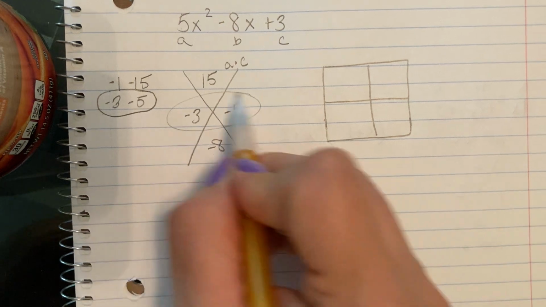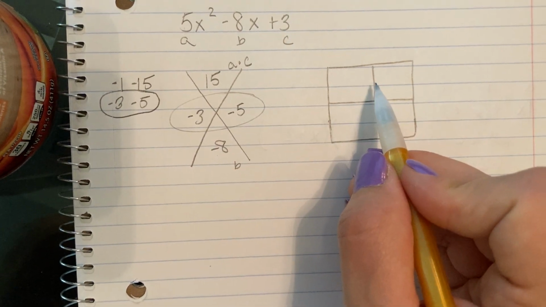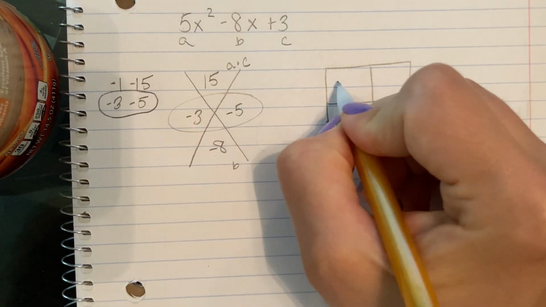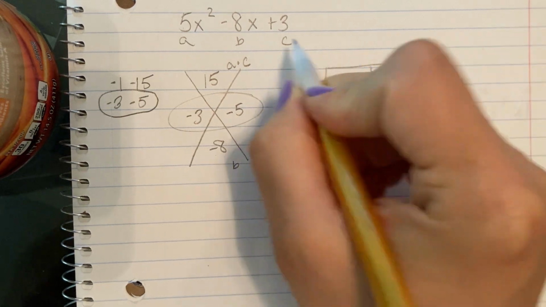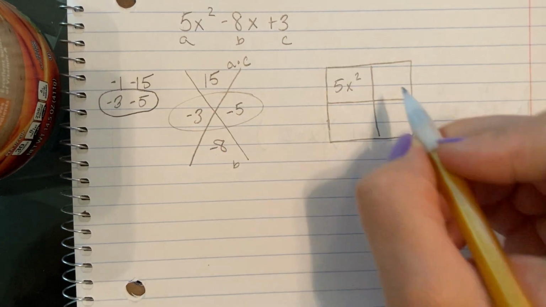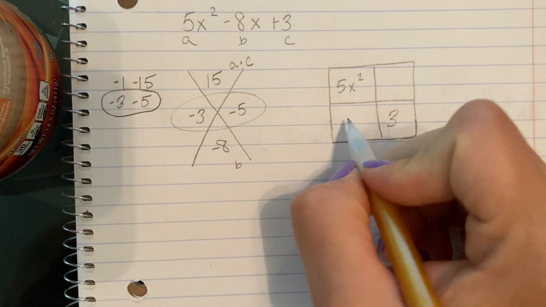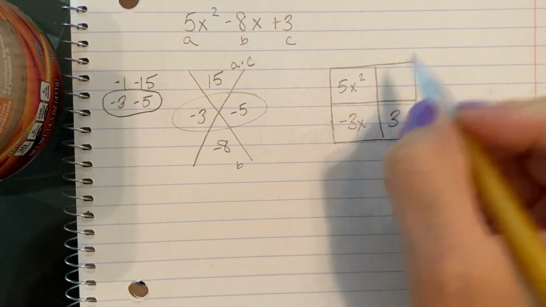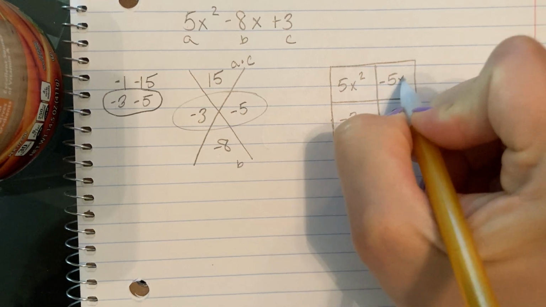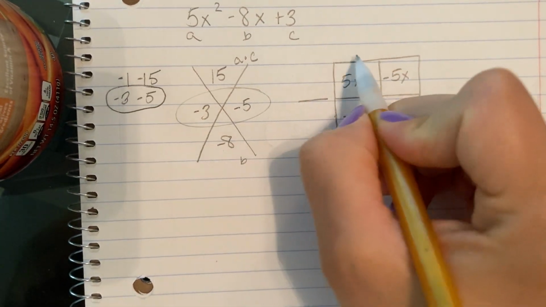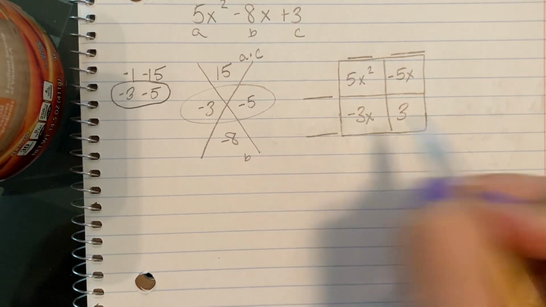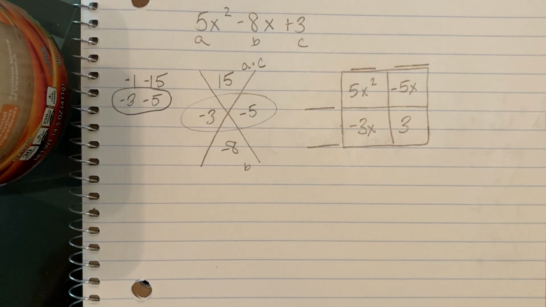Now that I have my diamond done, I'm going to move over to the rectangle. My A term goes in the top, 5x squared. My C term goes diagonal from it, and then my diamond values go in these two other boxes, negative 3x, negative 5x.